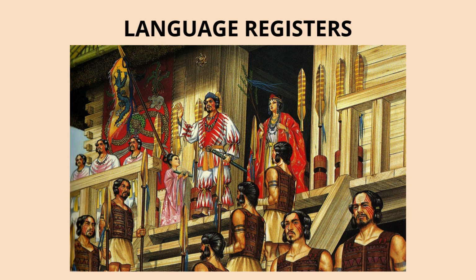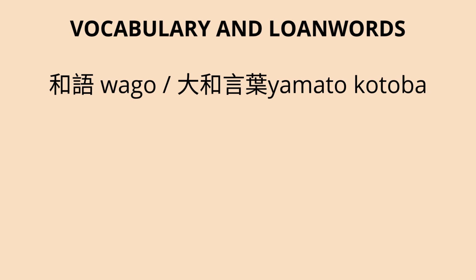Now that we've seen some of the grammatical feature differences between Old and Modern Japanese, we'll talk about the evolution of the vocabulary and the loanwords. First of all, as far as we know, before Japan started borrowing many words from other countries, its language was vastly made up of what we now call wago, or Yamato kotoba. These are the original native Japanese words. They were the main words used for everyday things, and they were the core of the language.